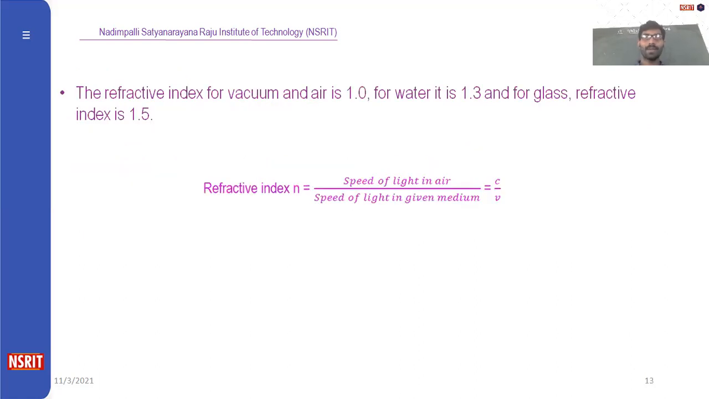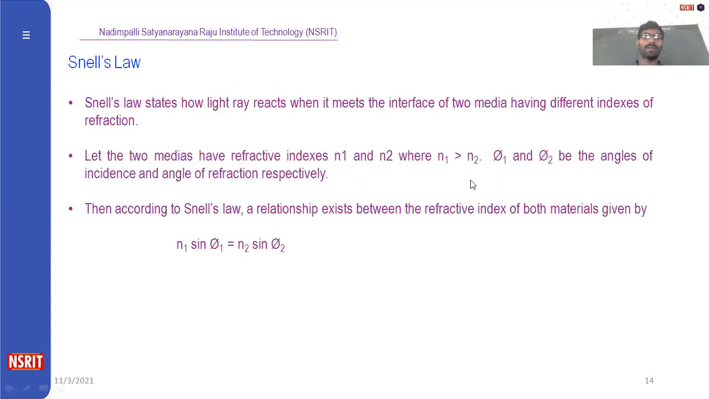Okay. Here you can observe the formula. The refractive index for vacuum and air is given as 1.0 because here we are going to divide it with the same value, so we are going to get 1. For water, the refractive index is 1.3 and for glass, the refractive index is 1.5. It is the ratio of the speed of light in air to the speed of light in any given medium.